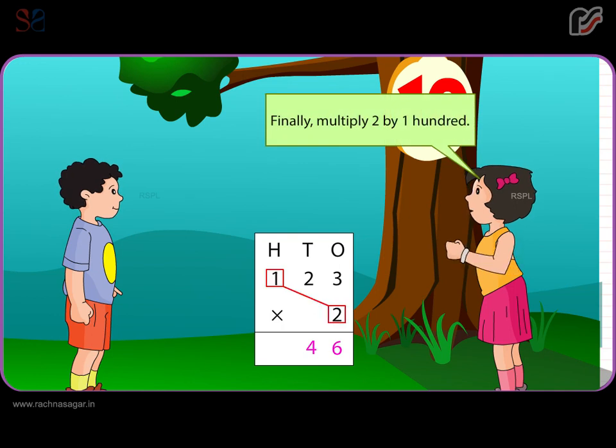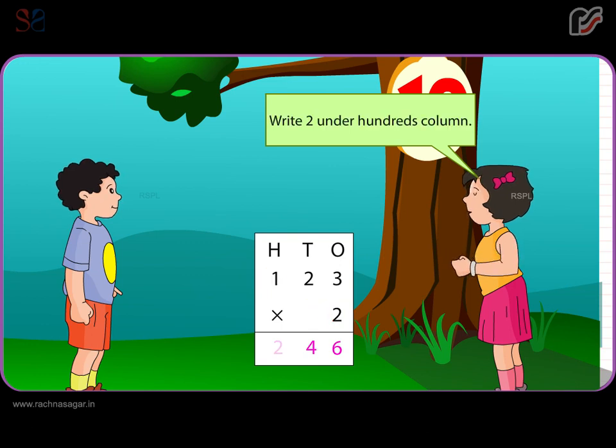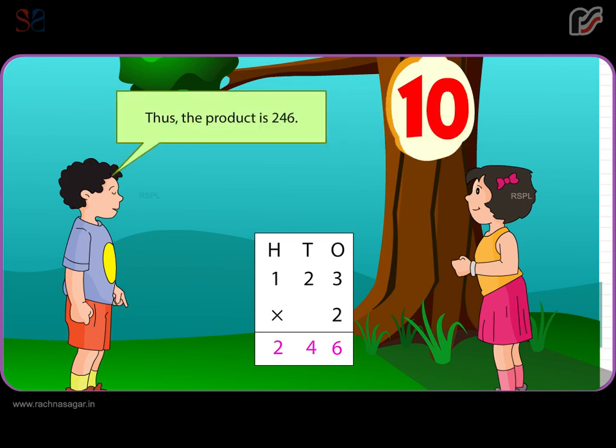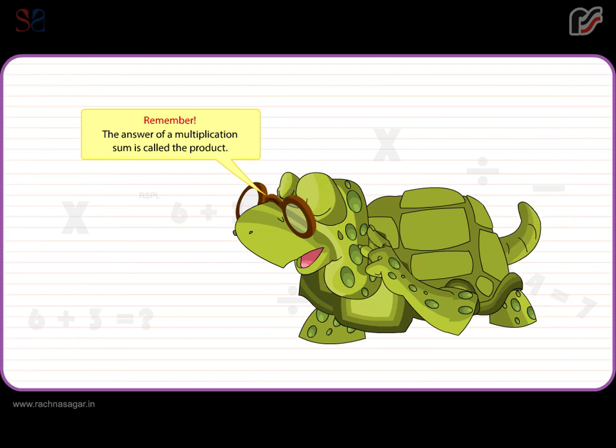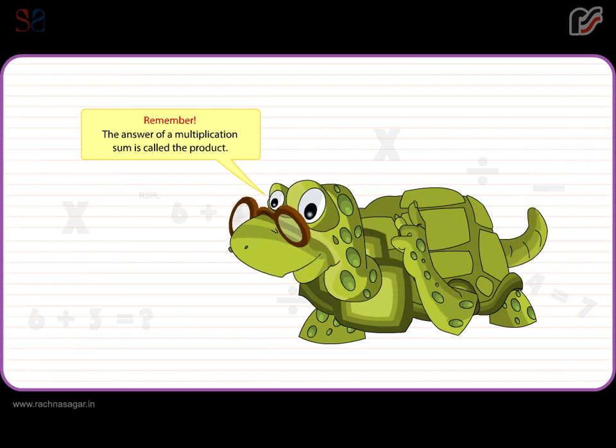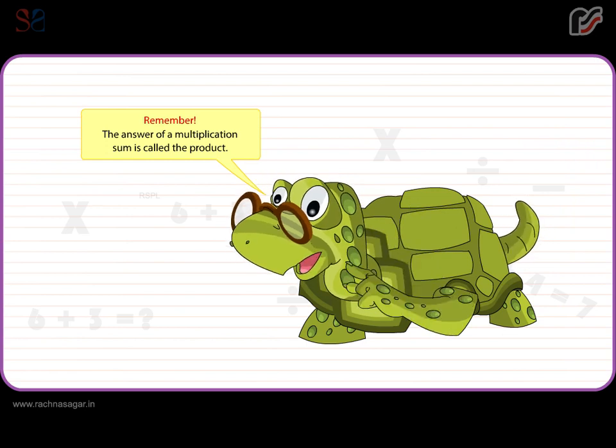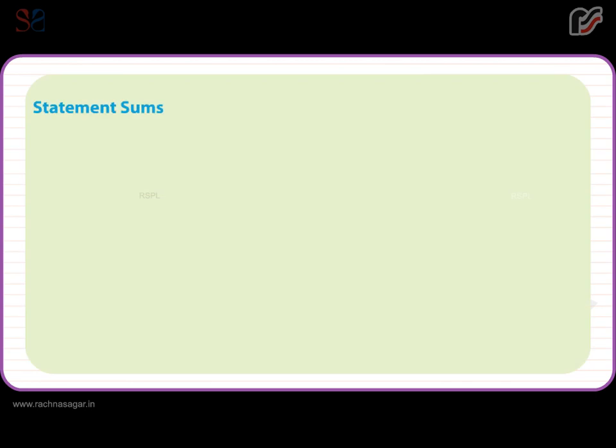Finally, multiply 2 by 100. 2 into 1 is equal to 2. Write 2 under hundreds column. Thus, the product is 246. Remember, the answer of a multiplication sum is called the product.